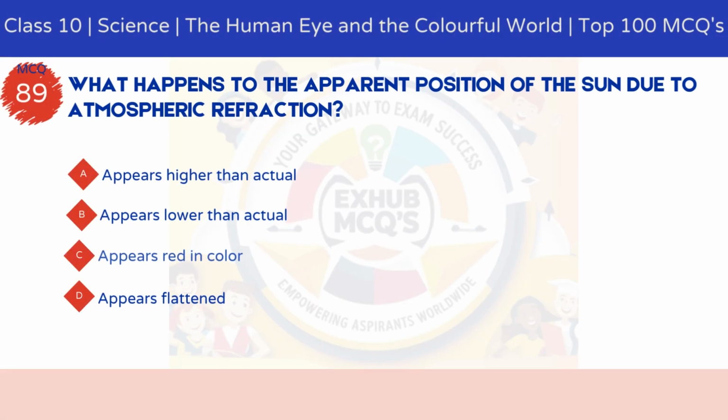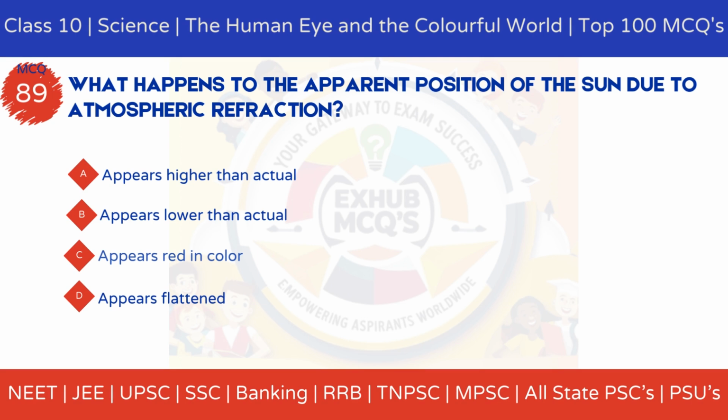89. What happens to the apparent position of the sun due to atmospheric refraction? Option A, appears higher than actual. Option B, appears lower than actual. Option C, appears red in color. Option D, appears flattened.